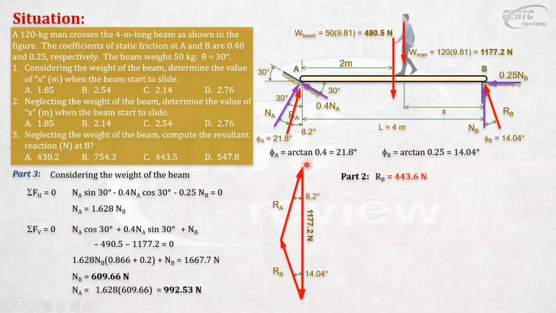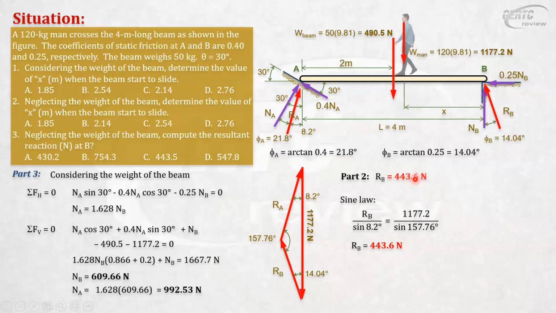Okay. So knowing the two angles, we can solve the third angle because the sum of the angles in a triangle is always 180 degrees. So this angle is 180 degrees minus these two angles. So 157.76 degrees. Ayos. Then if you want to solve for RA, you can apply sine law. RA over sine of 8.2 degrees equals 1177.2 over sine of 157.76 degrees. Then makuha natin yung RA. The same answer kanina.